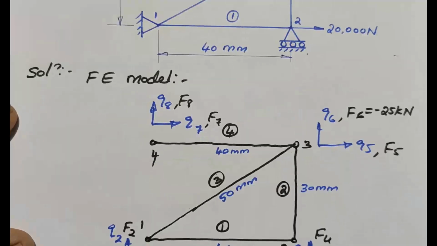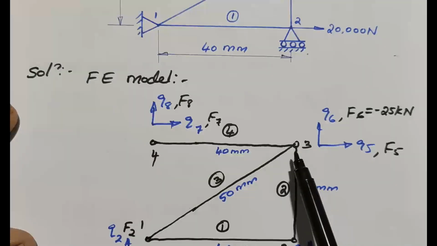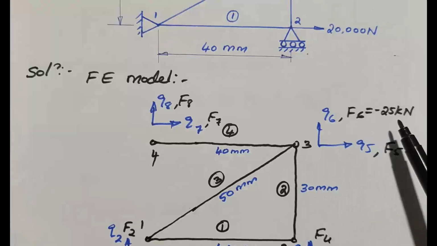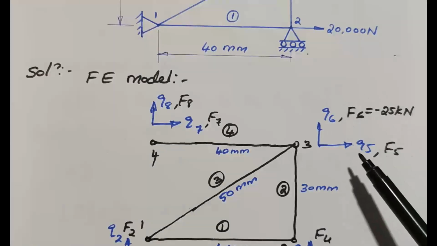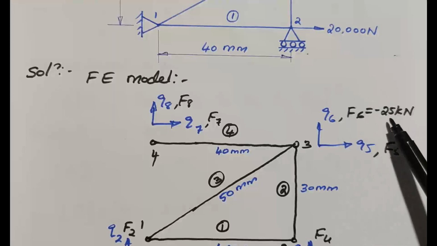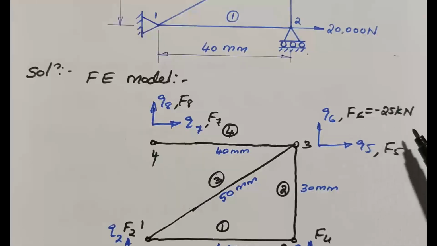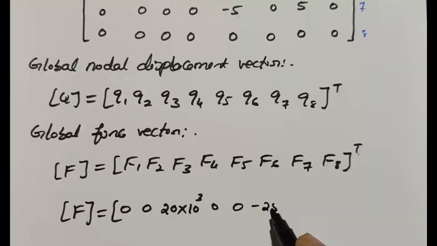Therefore the corresponding nodal force at node number 3, F6, is minus 25 kilonewton because it is acting in the downward direction or negative y direction. Therefore we have taken a negative sign. But F5 is 0 because there is no load in the x direction. So F5 is 0, F6 is minus 25 into 10 power 3.